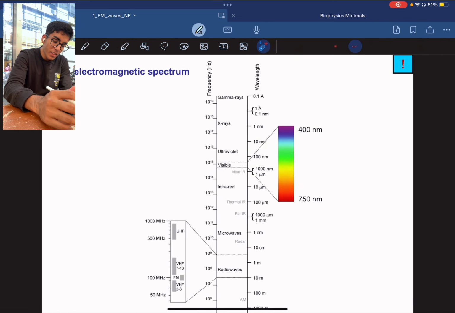Electromagnetic spectrum, many things we have already learned in MetChem, so that's that. And thermal radiation, give me some more time, I'm going to learn that right now.